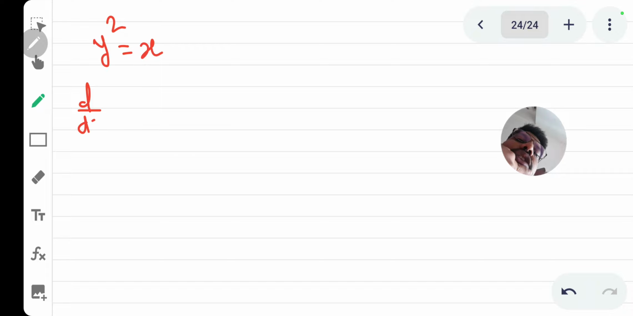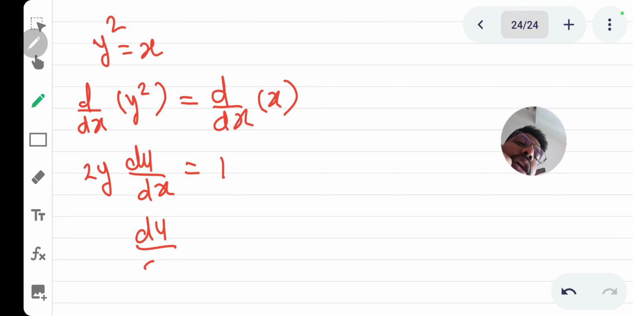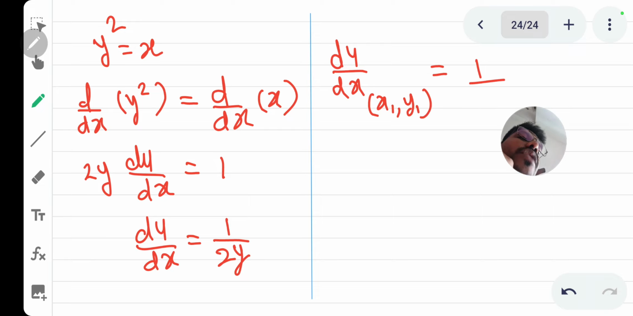Now let us try to calculate the slope for the particular curve. Differentiating both sides with respect to x, d by dx of y squared equals d by dx of x. Using implicit differentiation, or chain rule, y squared gives 2y dy by dx and the derivative of x is 1. So dy by dx comes out to be 1 by 2y. But this is a general slope at any point on the curve, and I want it specifically at the point of intersection (x1, y1), which would be 1 by 2y1.